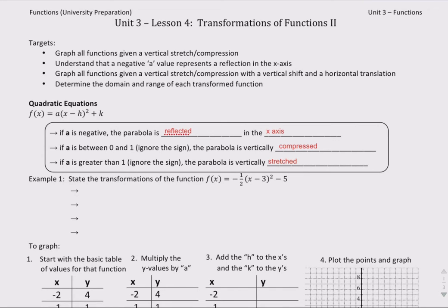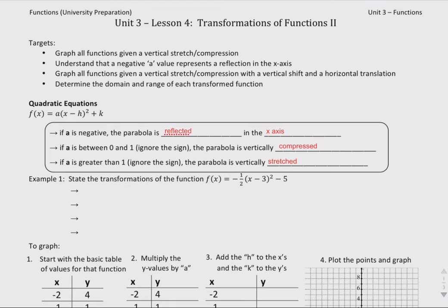Lesson 4. We are looking at transformations of functions today. Specifically, we're looking at vertical stretches and compressions. We want to understand how the a value represents a reflection of the x-axis. And we want to be able to graph such functions and be able to state their domain and range.